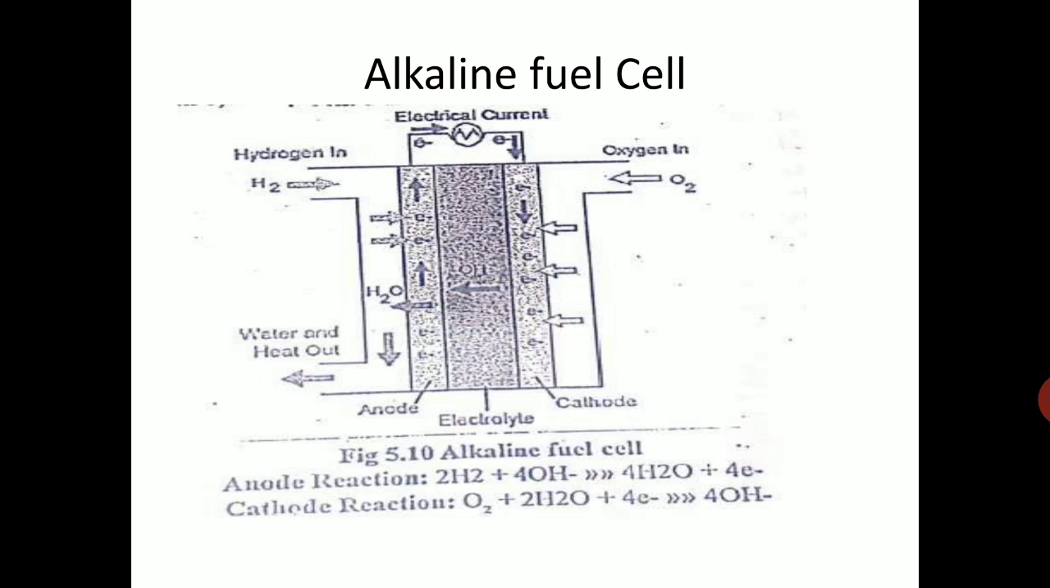Now we are looking at the alkaline fuel cell. As discussed, fuel cells have the same components like anode, cathode and electrolyte, but the electrolyte makes the difference, and that is why you get different classifications of fuel cells.